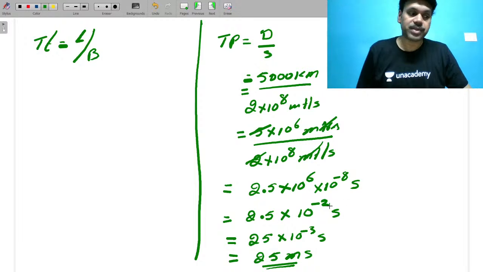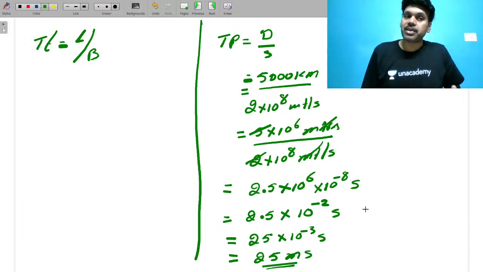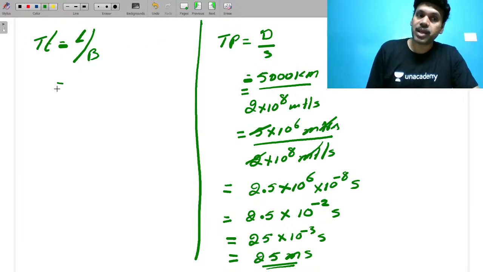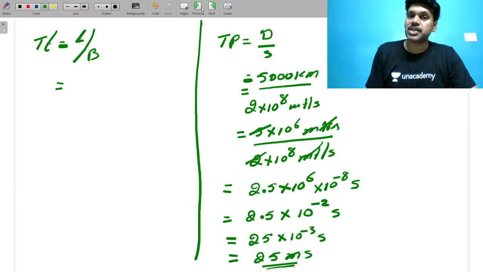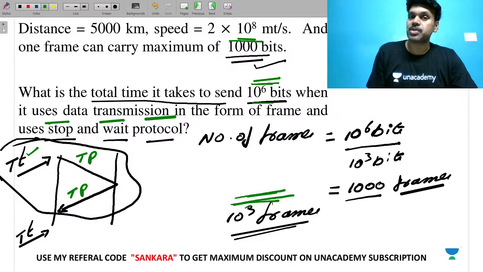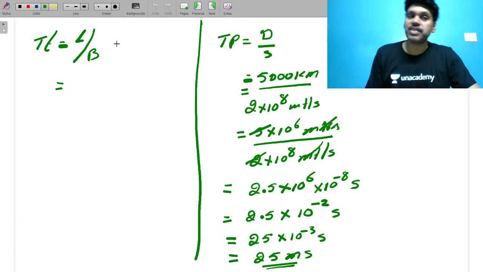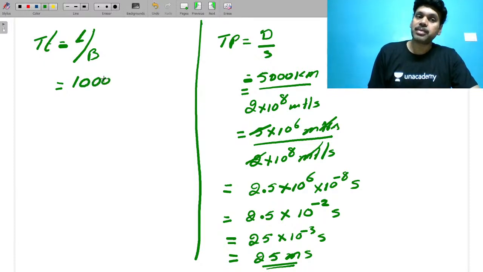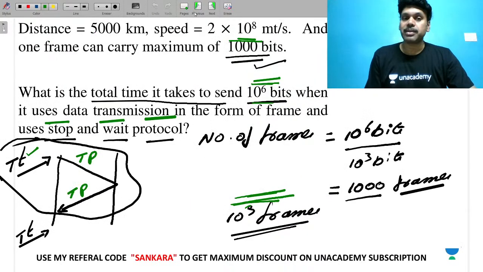Well, my dear friends, now let us calculate your L by B also. Your L is, please observe carefully, your frame size: a frame can carry 1000 bits and your message altogether is 10 power 6 bits. Therefore, in total I need to send 10 power 3 frames. Let me calculate for one frame first. So 1000 bits divided by, what is our bandwidth?